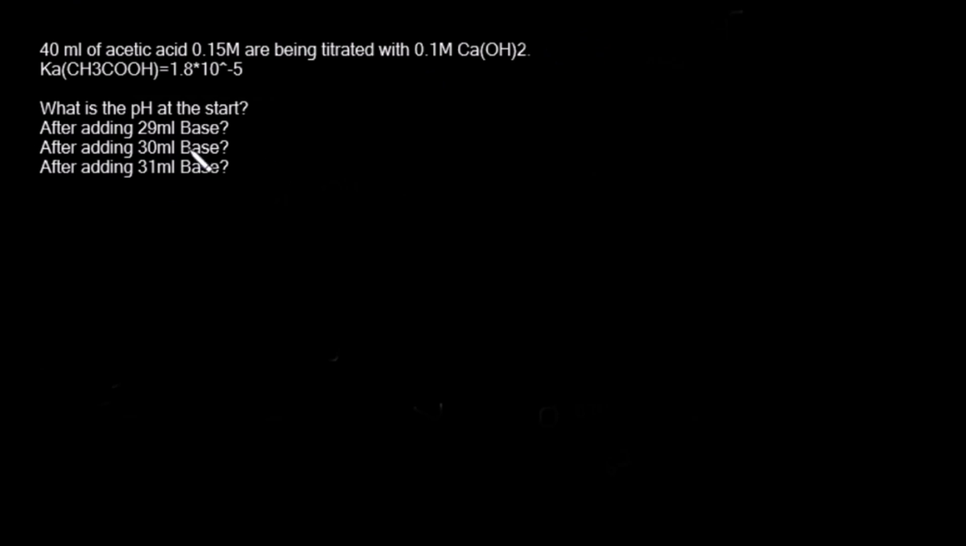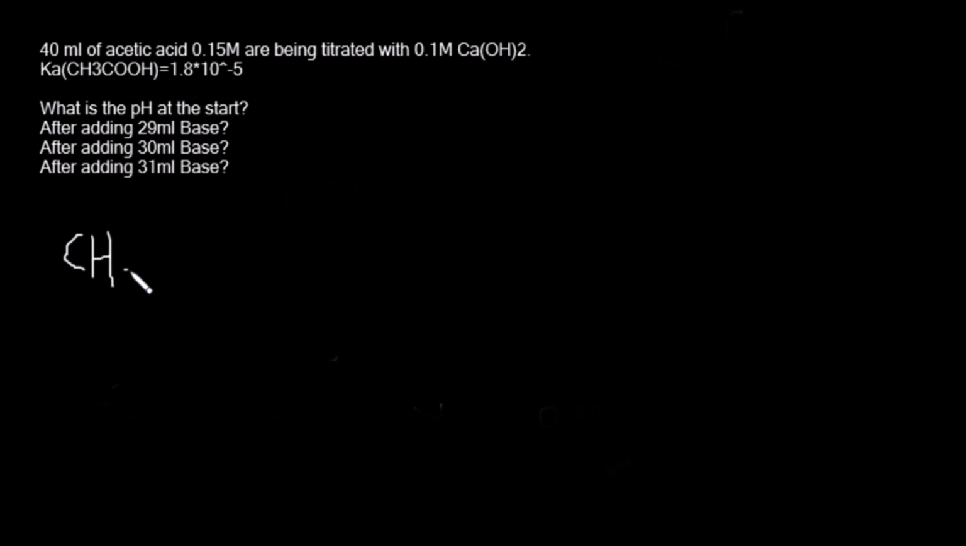Second part, after adding 30 milliliters of base. So let's do the calculations quicker this time because we get it. So we added 0.03 liters of the base and we multiply it by the concentration. So it's 0.003 of the base that we have. Of course, to get the moles of the hydroxide, we just multiply it by 2 like we did before. So we added 0.006 of the base, of the OH minus, sorry.